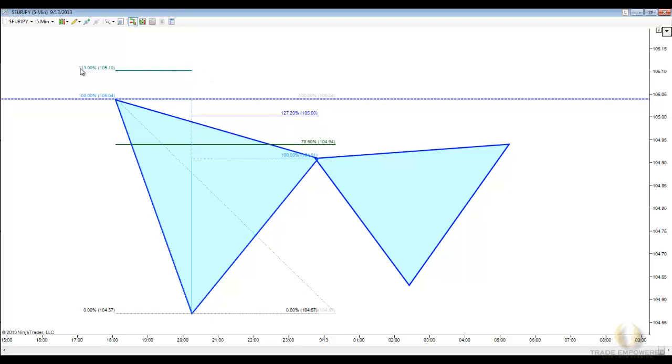So in this case, our 113 Fibonacci inversion is at 105.10. We want to make sure to get stops above this level to be as safe as possible. So we have entries, we have stops. Lastly, targets. Targets for this pattern completion is going to be very similar to an ABCD pattern completion.